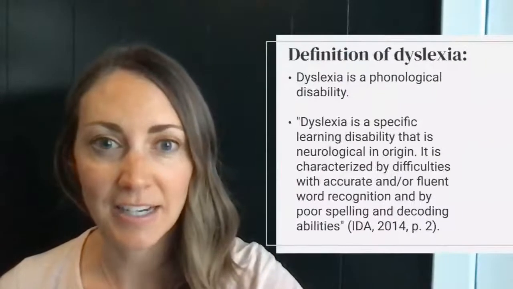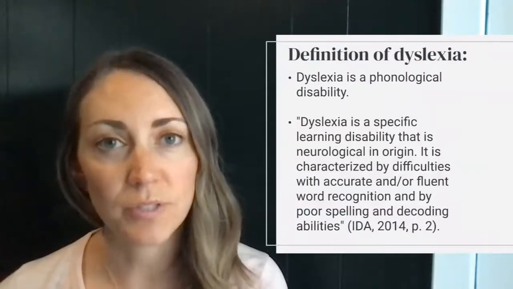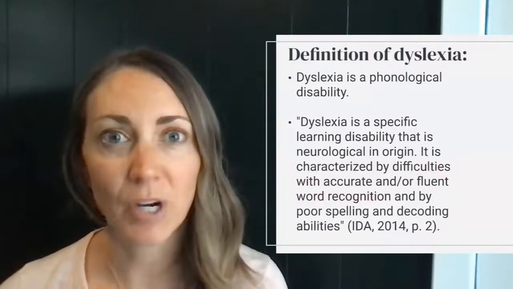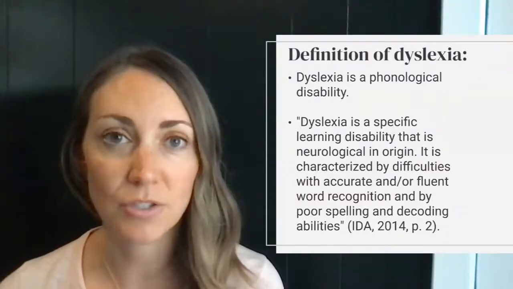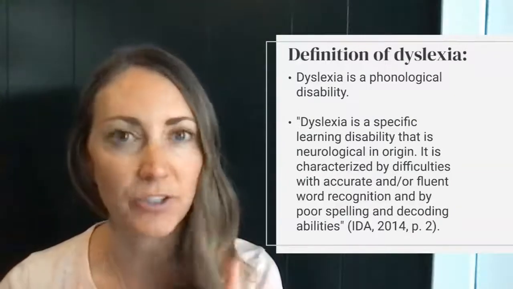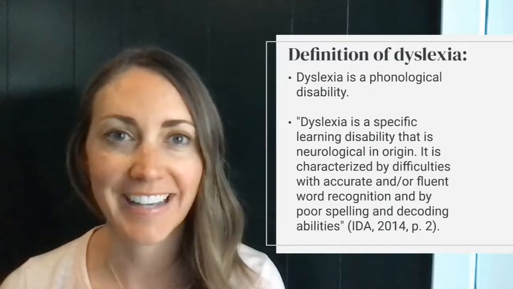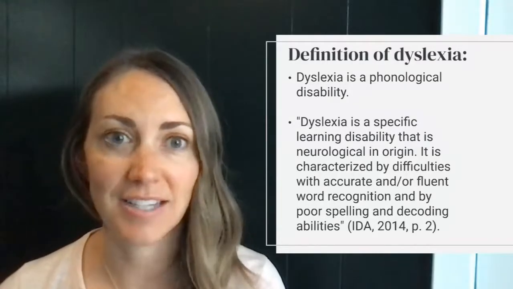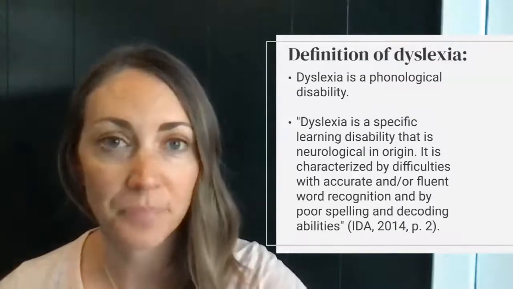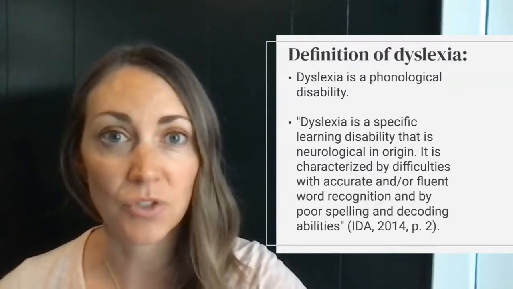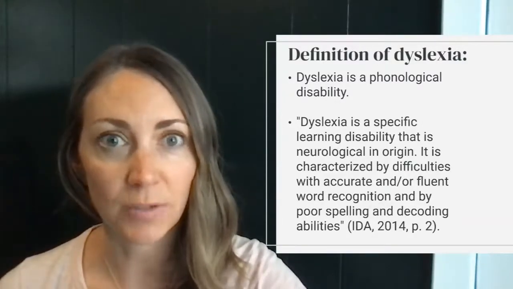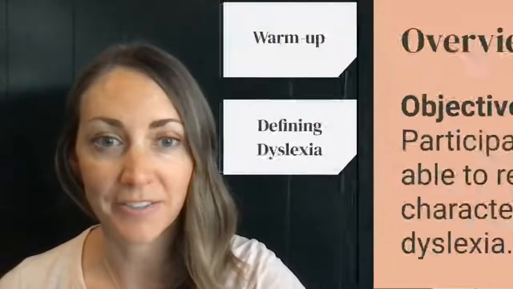So, to define dyslexia, it is really a phonological disability. That means a disability in processing sounds. This is far different than what people usually assume about dyslexia, that it's a visual disability where students maybe see letters backwards or reversed, things like that. That is actually not dyslexia. Dyslexia is rooted in a disability with sounds. Because of this disability with sound, students really struggle with reading and also oftentimes with spelling, which we will describe in more detail in just a moment.